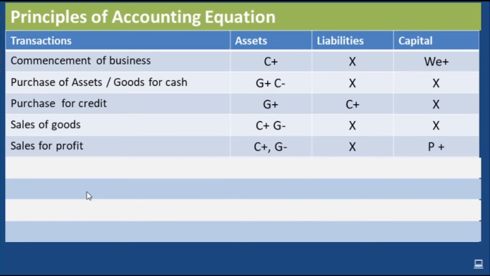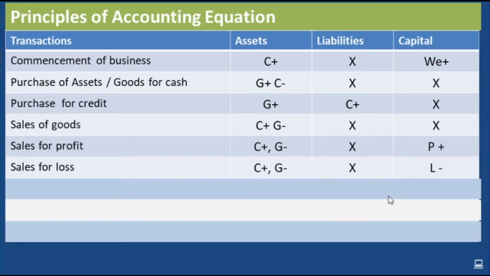Sales for profit will have multiple effects. On one hand, it is increasing the assets as well as decreasing the assets. It is increasing assets by cash, decreasing assets by the goods, and we are also gaining some capital, that is the profit. Capital is also increasing. Loss on the sale: the same transaction occurs as we had done in the sales for profit.